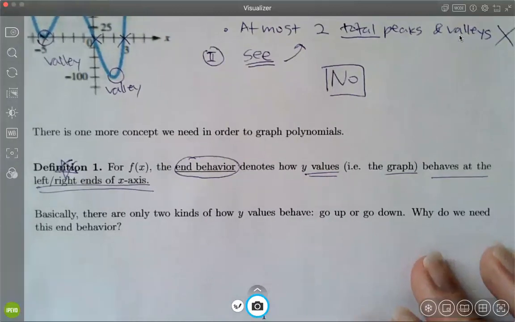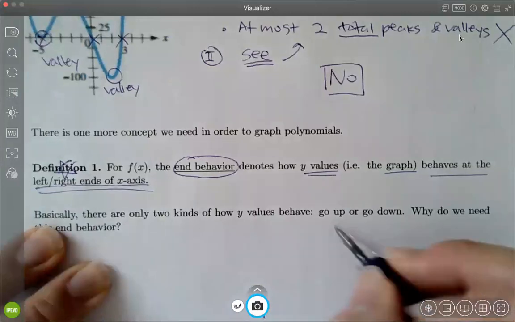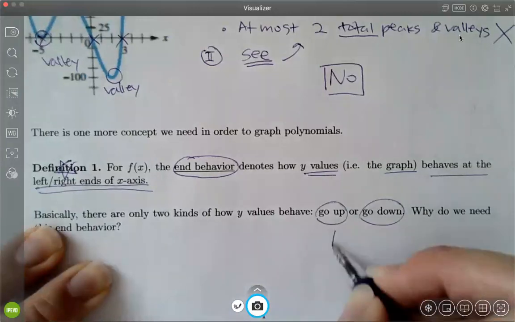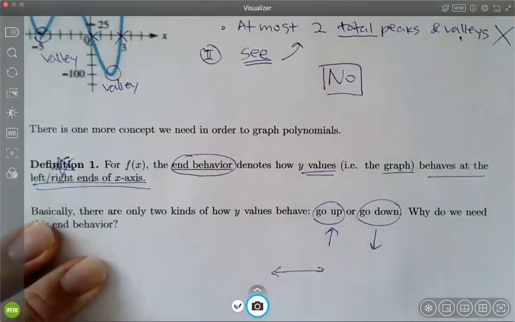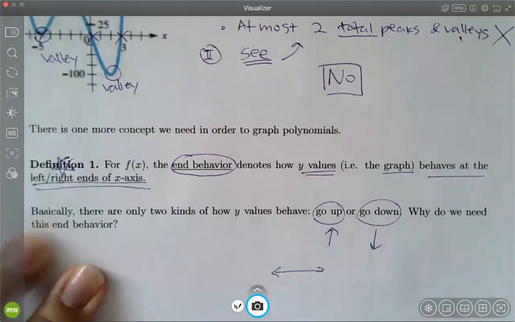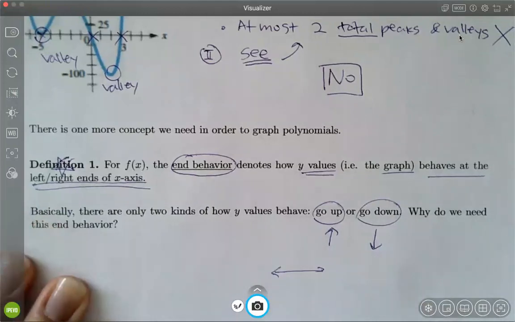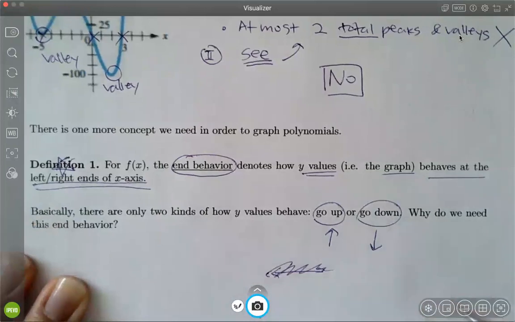And the end behavior is actually pretty simple. There are only two kinds. Go up or go down, like this. Now some people ask, what about this horizontal line case? Yeah, that's also possible, but that's kind of the trivial case, so we don't consider this horizontal line. So only going up or down. Those two are the only end behaviors.